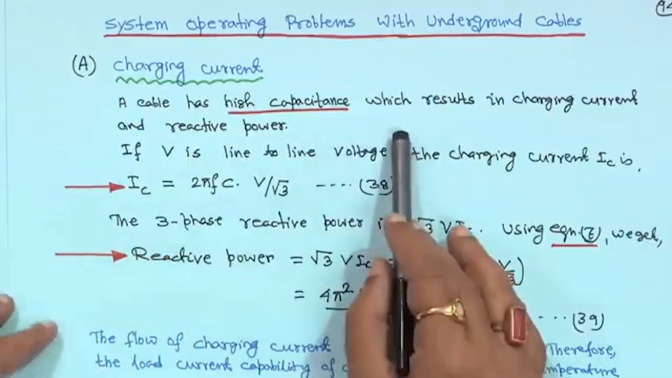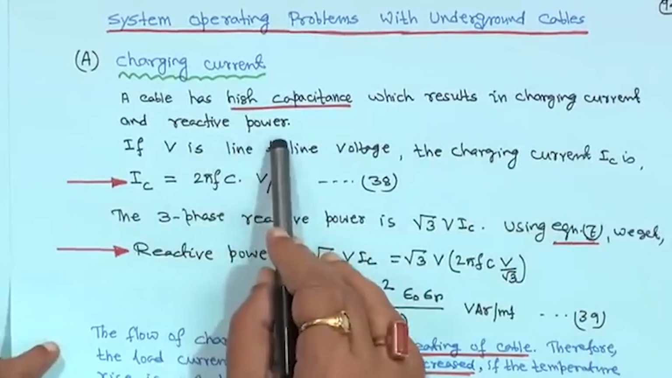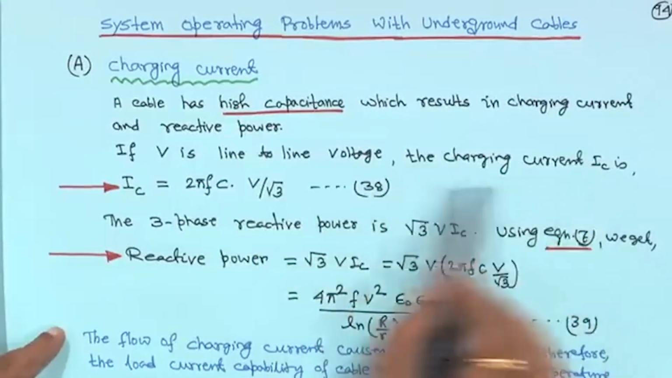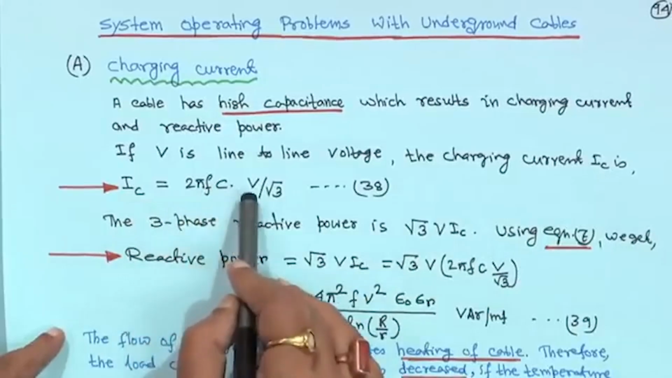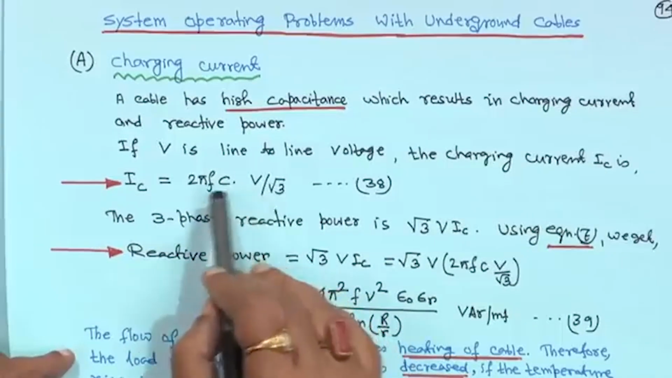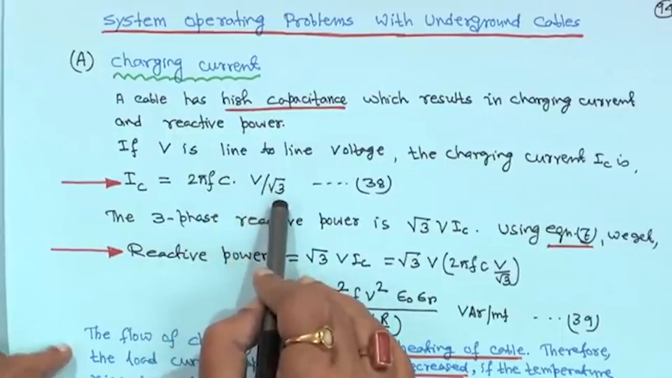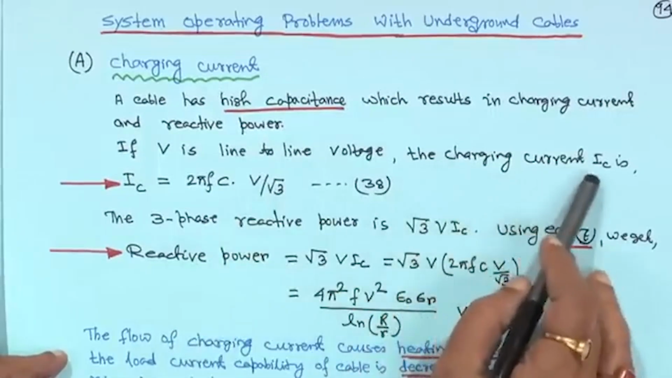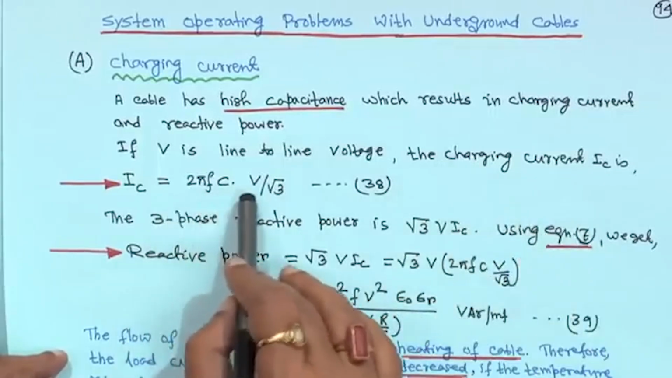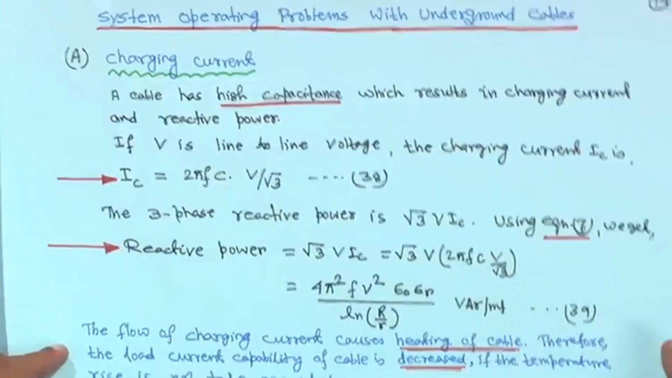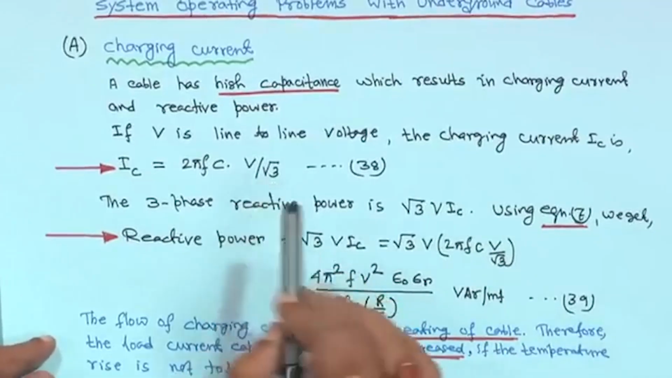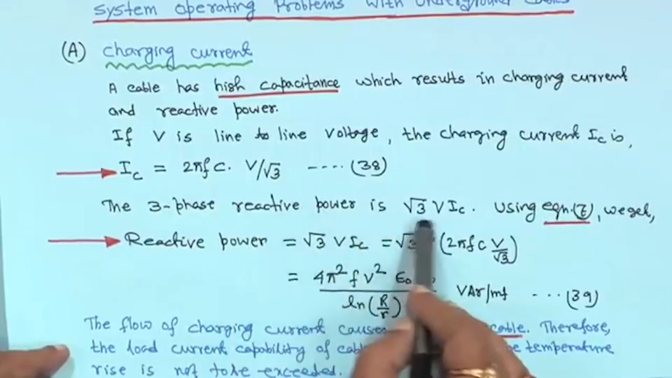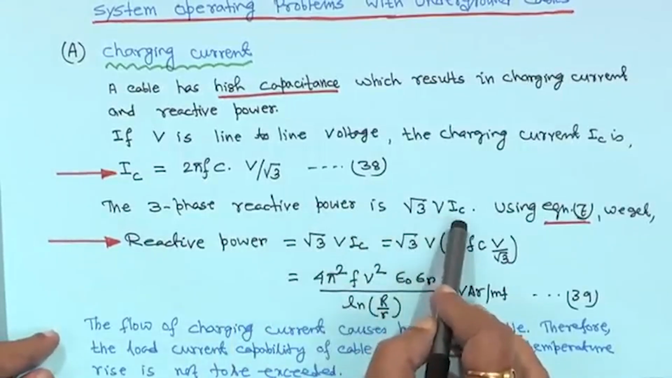So, a cable with high capacitance will result in charging current and reactive power. Suppose V is the line to line voltage, the charging current IC is equal to omega C V, where omega is 2 pi f, upon root 3, because V is the line to line voltage. So, the charging current IC is omega C V by root 3, and this is per phase. Now, 3 phase reactive power is root 3 into V into IC.